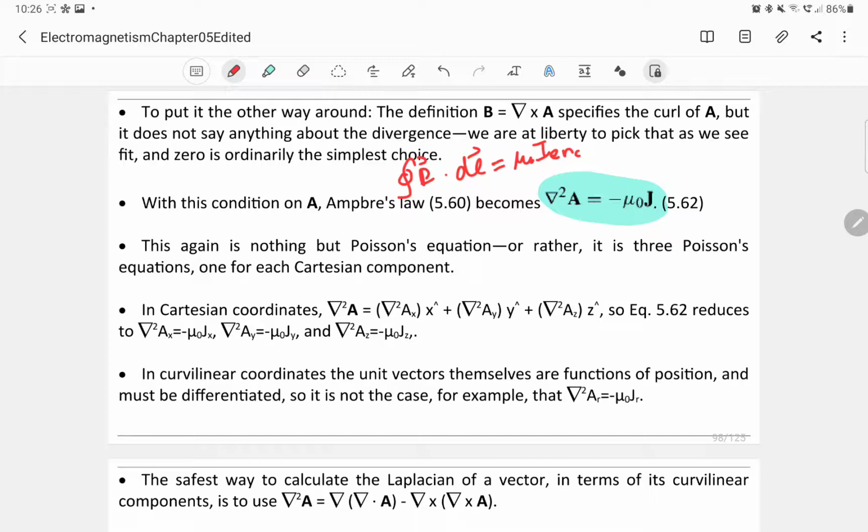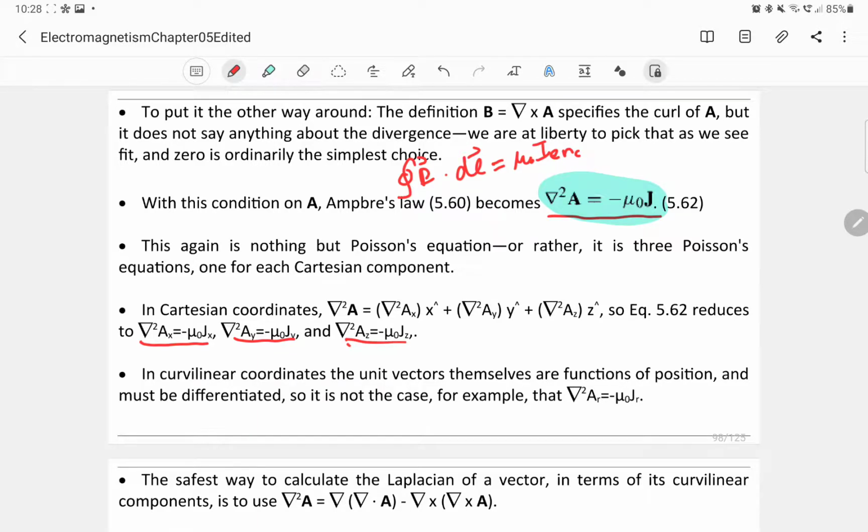So that is just Poisson's equation for the vector potential. By the way, in this case, you're dealing with three Poisson's equations, one for each component, because your A has x, y, and z components. And of course, your J would also have to be in three components as well. So you're dealing with this, and this one.